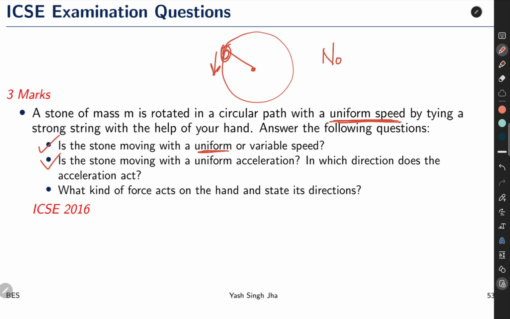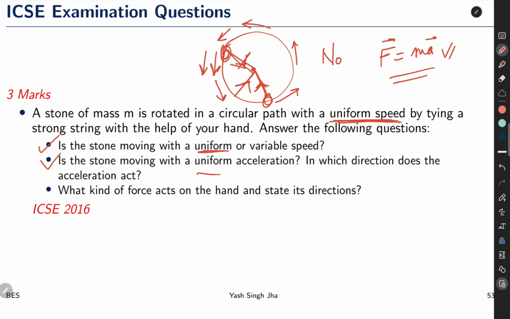Why? Acceleration is a vector quantity. At every point, the direction of motion is changing, right? So there should be a force acting on it, and the direction of force is changing at every moment. It is always towards the center. So here it is this way, here it is this way, at this point it is this way, always towards the center. So direction of force is always changing. Hence, by F equals ma, direction of acceleration is always changing. So it is not a uniform acceleration.